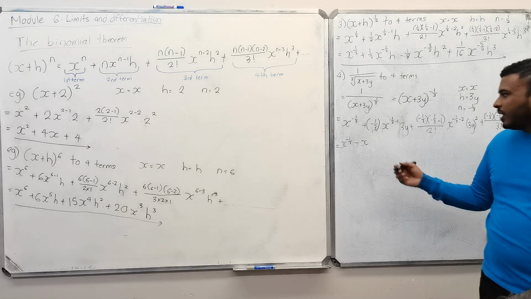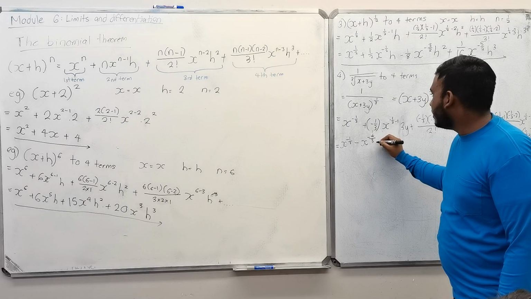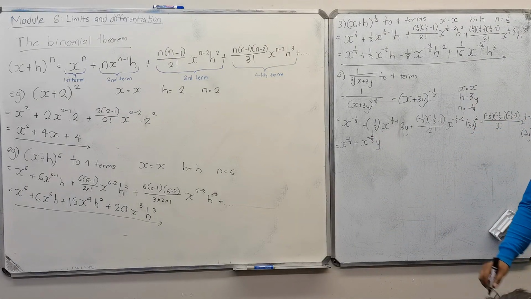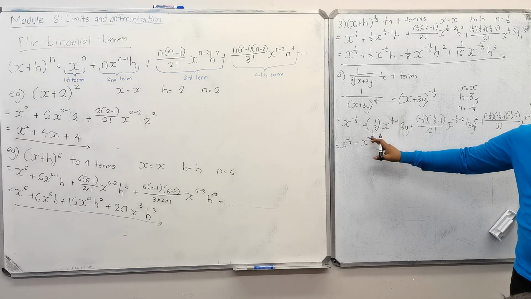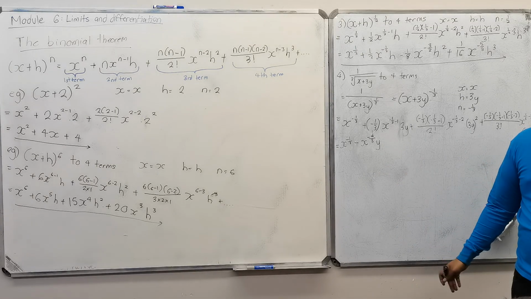1 and 1 third, right? So it will be minus 4 over 3 y. Understand? Because remember it would have been minus 1 over 3 x to the power minus 4 over 3 times 3y. But those constants you can multiply, okay?